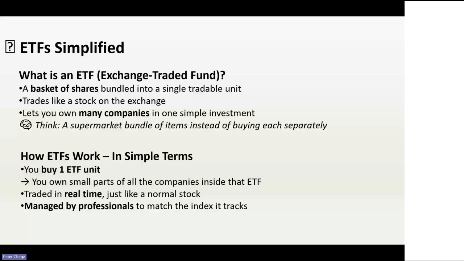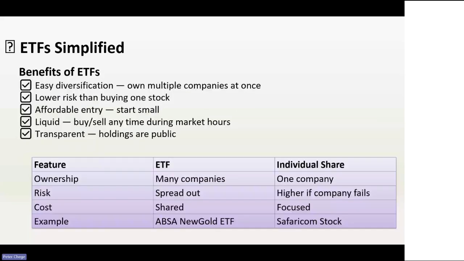You are just placing orders normally. You can see prices, you can see executions, everything. They're usually managed by professionals on the back end to match the index they track. So that you don't need to worry about. Benefits of ETFs: you have easy diversification. You own multiple companies at once, with lower risk than buying one stock.